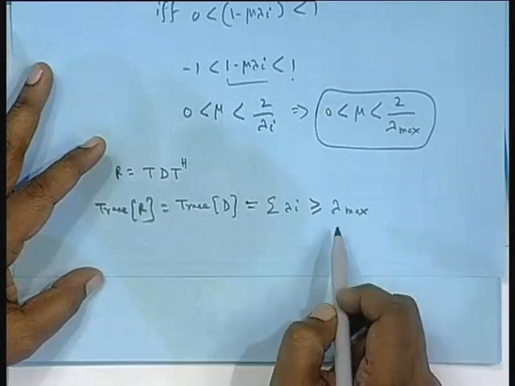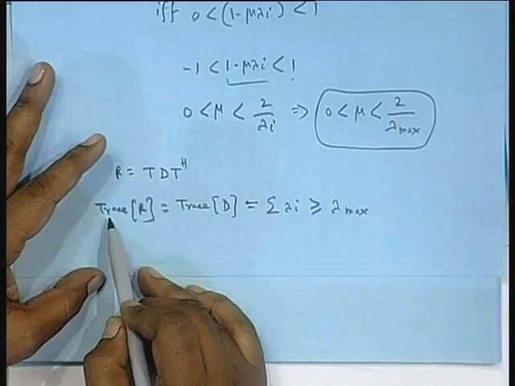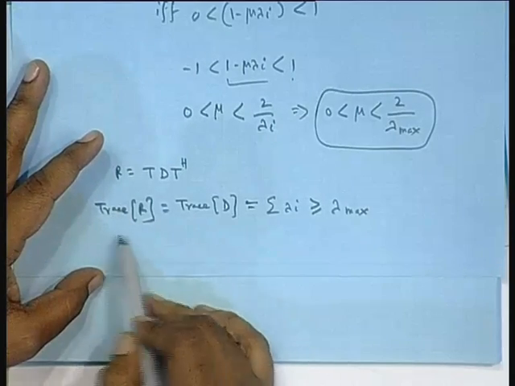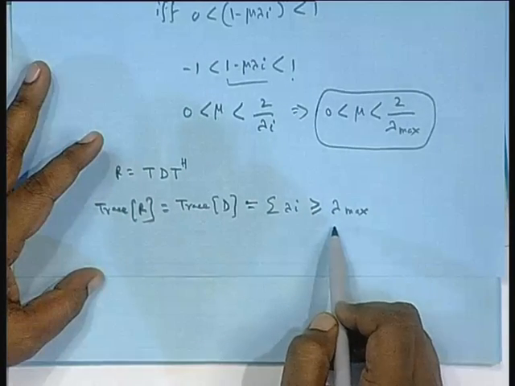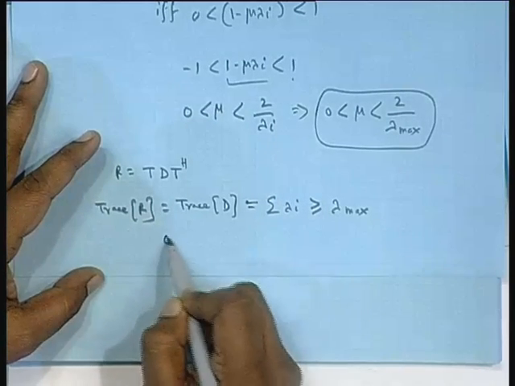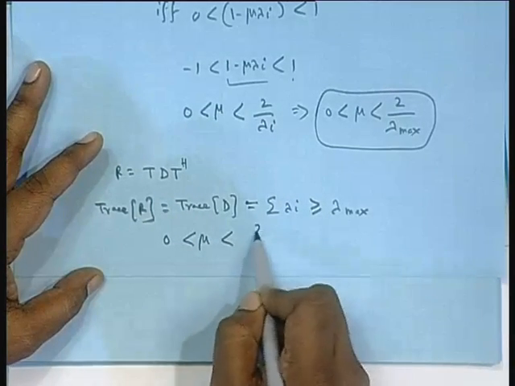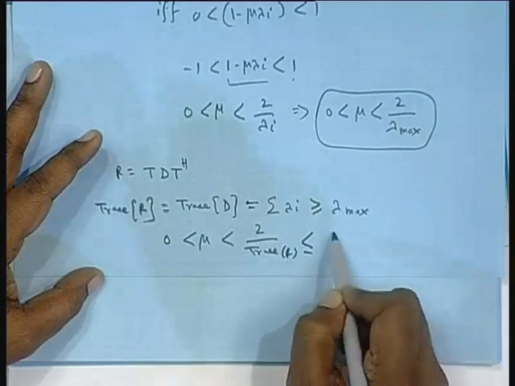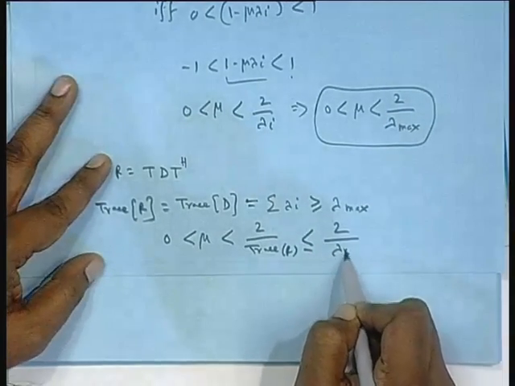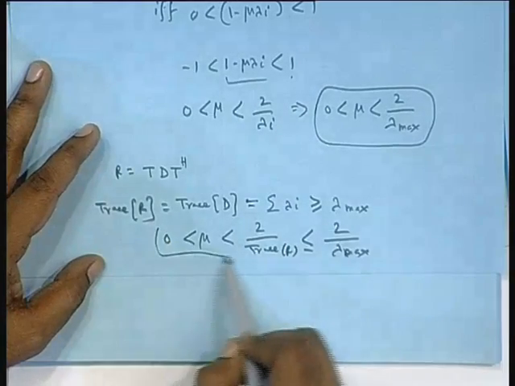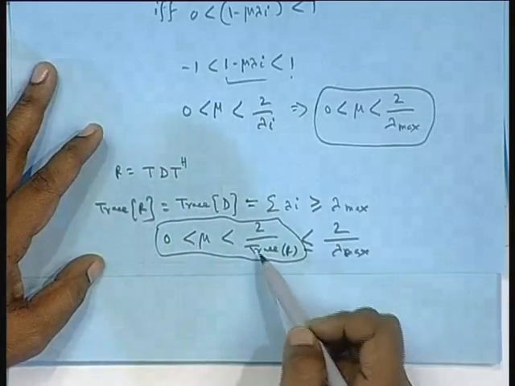That means if you take the reciprocal, 2 by trace R is less than or equal to 2 by lambda max, isn't it? So, if I keep this stronger bound, 2 by trace R, that will satisfy this. That is why in practice we stick to this one, and trace R is not difficult.